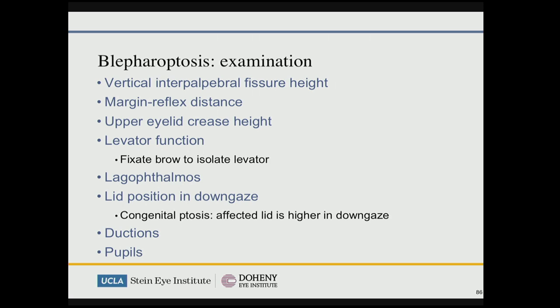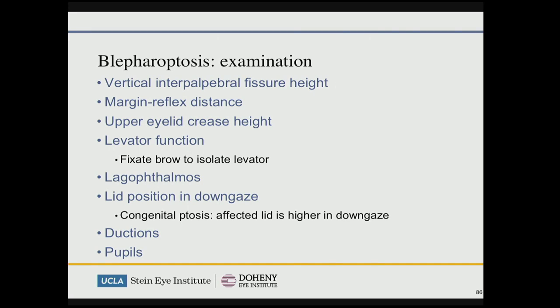Important points in the examination of ptosis, certainly the vertical interpalpebral fissure height, but also the margin reflex distance, looking at the light reflex and its distance from the eyelid margin. Upper eyelid crease height can be important because it's often elevated in aponeurotic ptosis, whereas it can be absent in a patient with congenital ptosis. Levator function needs to be measured while fixating the brow so that the frontalis is not playing a role. I think lag ophthalmos is important to evaluate if surgery is being considered, because if there's lag ophthalmos before surgery, then that's really going to be an issue certainly after surgery.